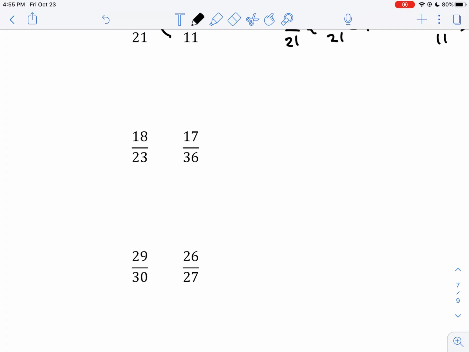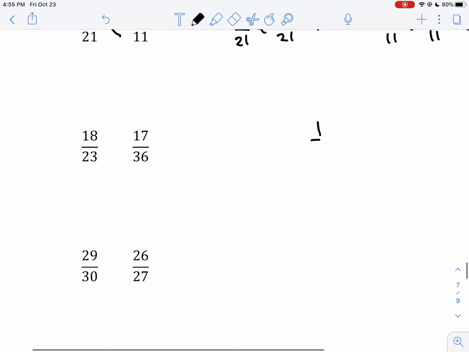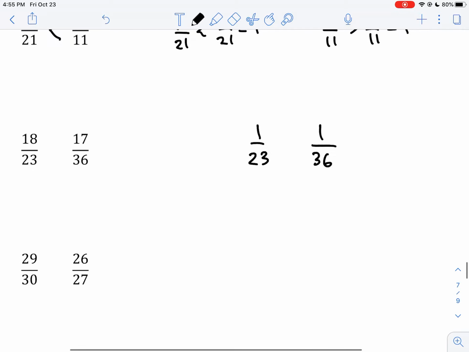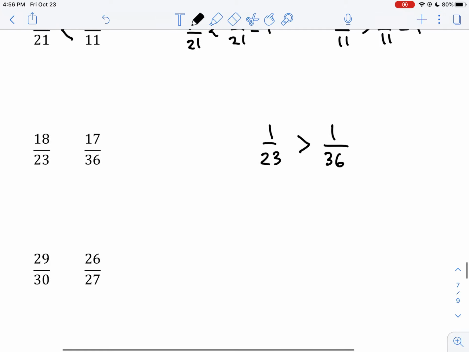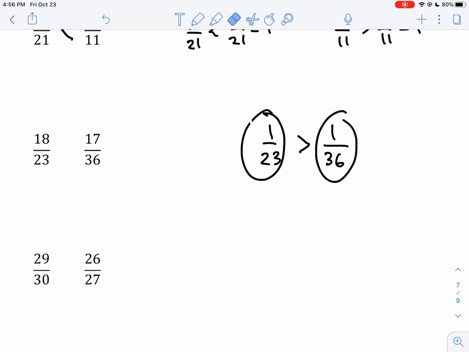18/23 and 17/36. Okay, so let's compare 1/23 and 1/36. Which of these is more? Well, this involves breaking the circle into 23 pieces. This would be into 36 pieces. Therefore, these pieces would all be smaller. So I know that 1/23 is more than 1/36. So these are larger pieces than that one.